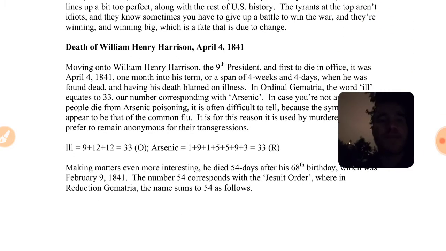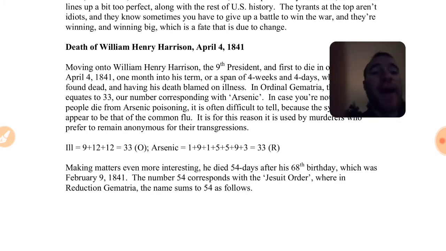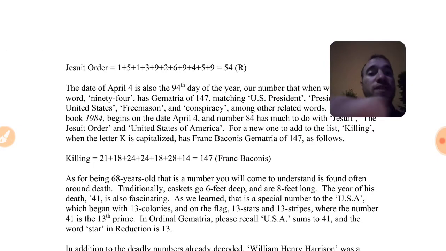The first president to die in office was William Henry Harrison on April 4th, 1841, 1 month into his term, or a span of 4 weeks and 4 days, when he was found dead, like 44, and having his death blamed on illness. Like, it seems like you're ill when you have arsenic poisoning. Making matters even more interesting, he died 54 days after his 68th birthday, which was February 9th, 1841. The number 54 corresponds with the Jesuit order, where in reduction gematria the name sums to 54 as follows.